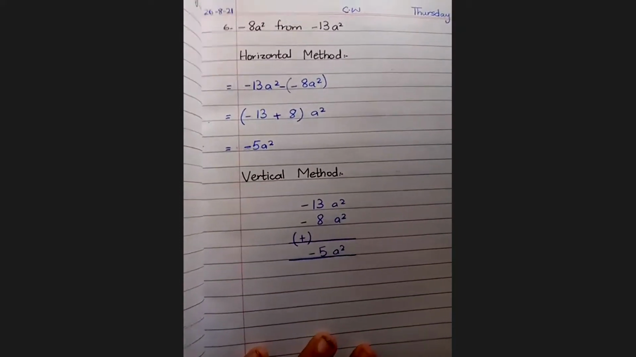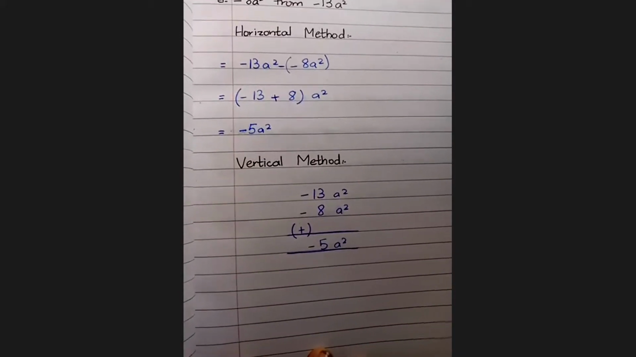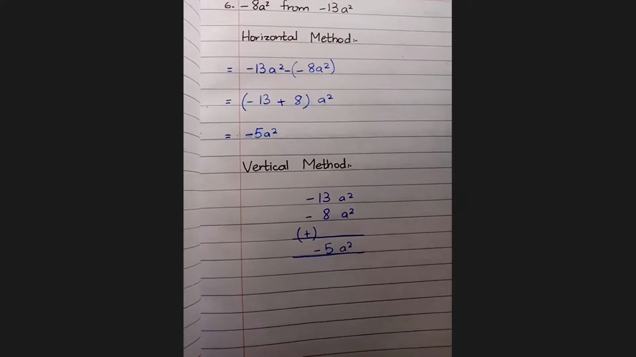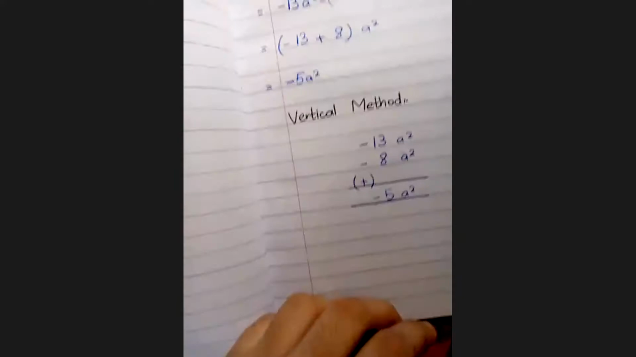ठीक है, so -13 plus 8. Why do we get plus 8? Because minus minus plus. We get minus minus plus. Clear? Very good. Very good, Alina. ठीक है, perfect. So in this way we can do the vertical also.